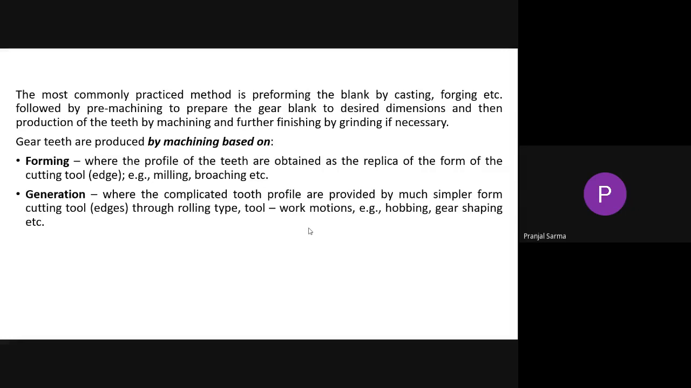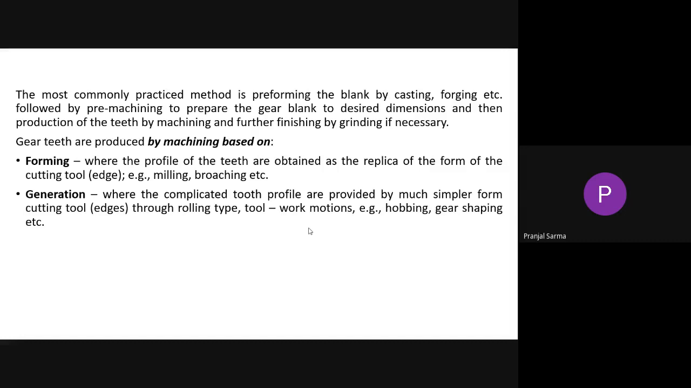As we have discussed in forging as well as casting, the forged part and the cast part have different strength characteristics, depending on the fiber flow. We have already seen preforming the gear blank by forming processes like forging, which gives the required grain flow lines. So basically we preform the gear blank, and it is generally followed by a pre-machining process to prepare the initial gear blank with the desired dimensions.